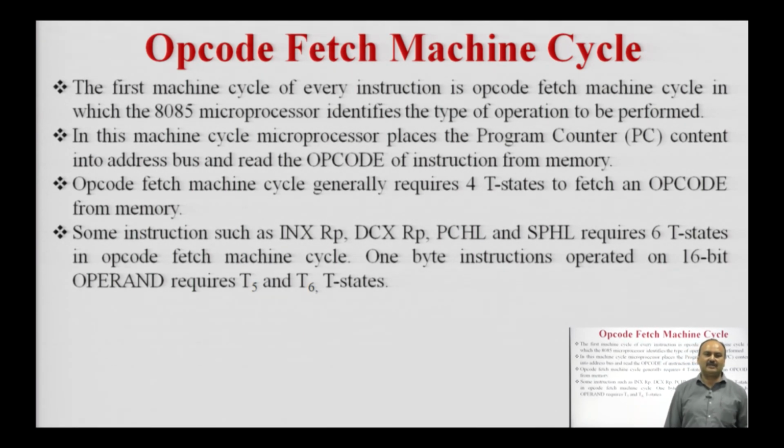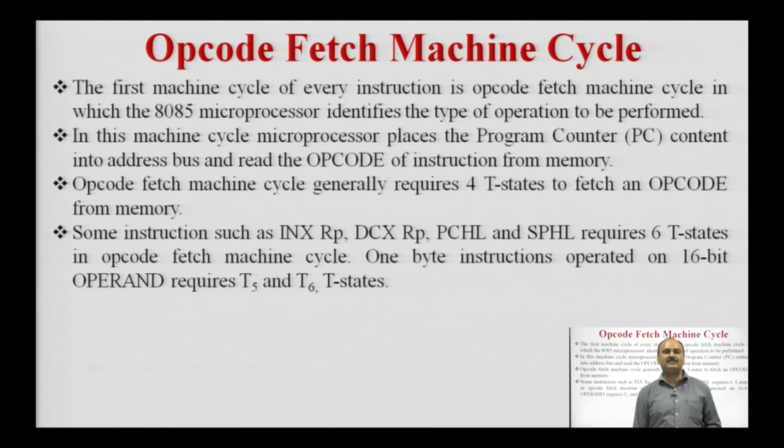This is the first machine cycle of each and every instruction. This machine cycle is executed to fetch the operation code from the memory. That is why this is the first machine cycle needed by the microprocessor during the execution of an instruction. This machine cycle generally requires 4 T states for the opcode fetch operation. During T1 to T3 T states, the microprocessor fetches the operation code from the memory and passes it to the instruction decoder register.